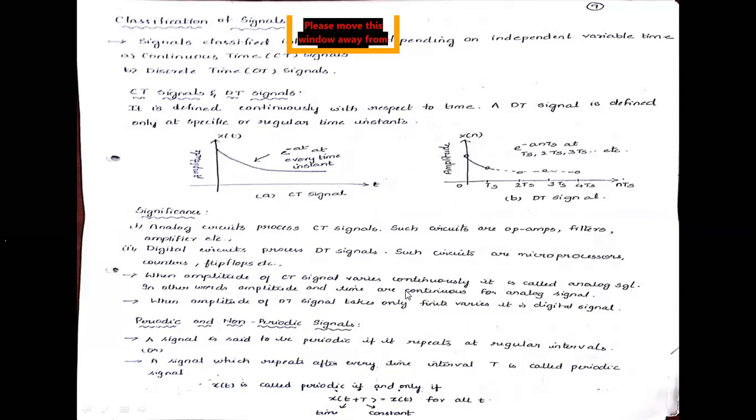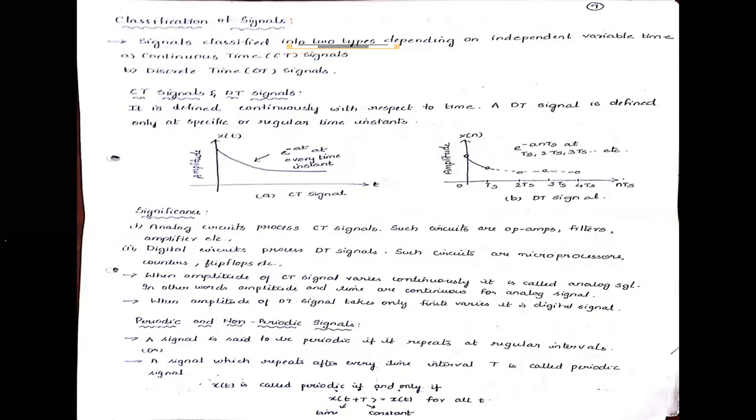Both time and amplitude continuous is called a continuous time signal. Understood, my dear students? These are the two signal classifications, analog signals and digital signals. Analog circuits process continuous time signals, and digital circuits process digital signals. Examples are operational amplifiers, filters, and amplifiers for continuous time signals or analog circuits, and digital circuits such as microprocessors, counters, flip-flops, etc.